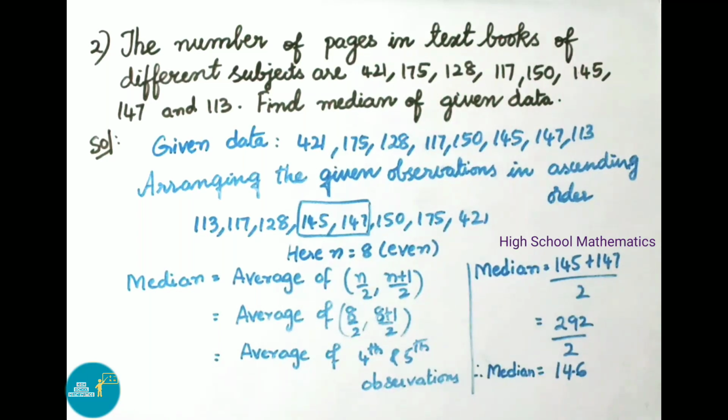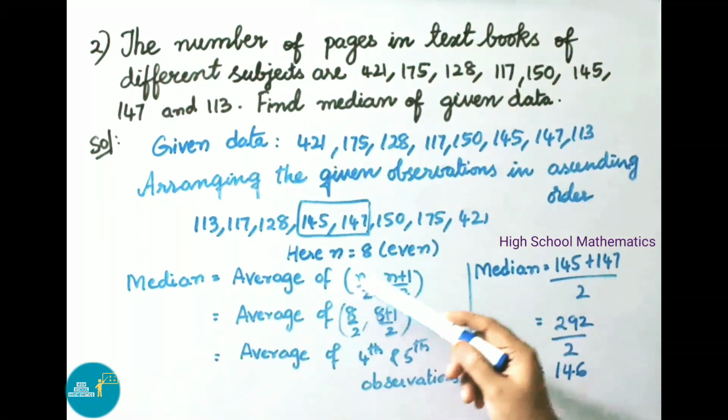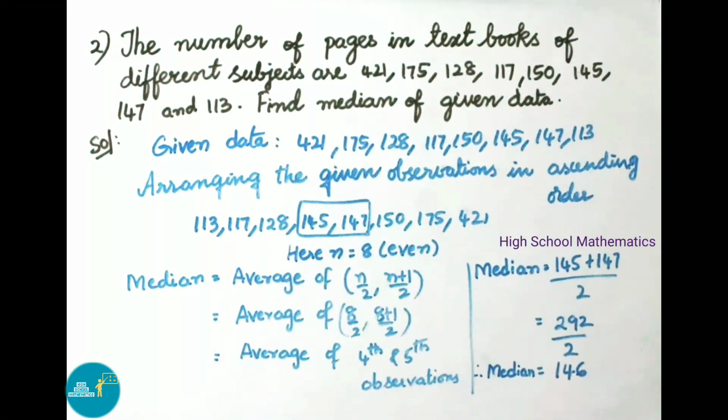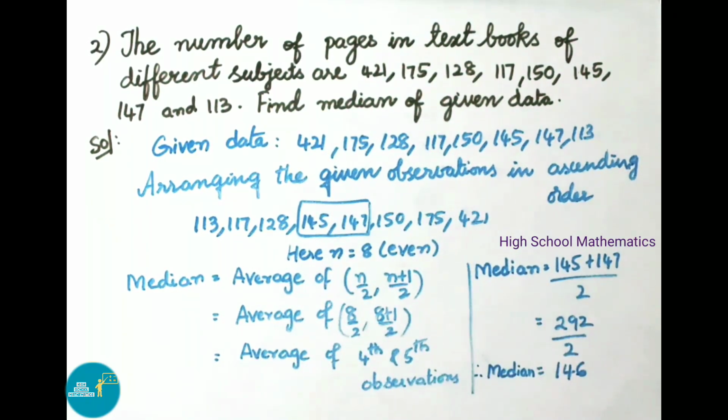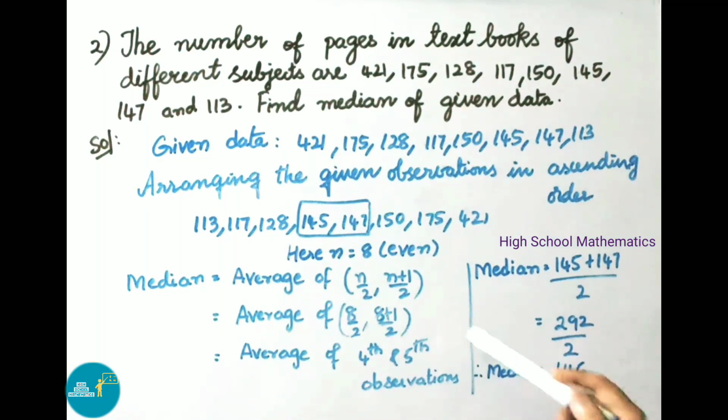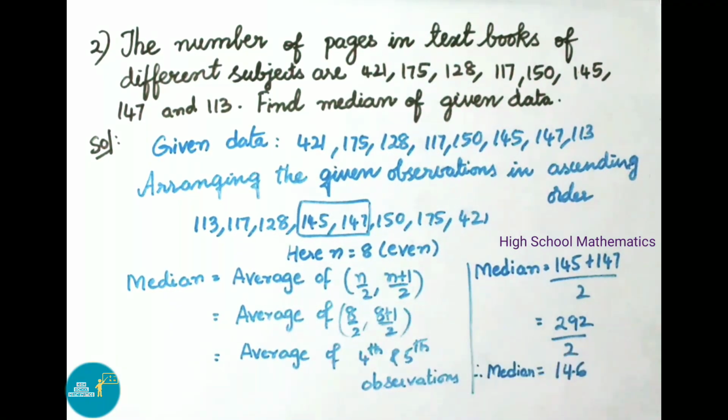Here number of observations were 8. So here n value is equal to 8, which is even number. So median is equal to average of n by 2 and n plus 1 by 2. n means here 8. So average of 8 by 2 comma 8 plus 1 by 2. That equals to average of 8 by 2 means 4. 8 plus 1 by 2, that means 9 by 2, which is equal to 4.5. So we will consider it as 5. So we have to find average of fourth and fifth observations.